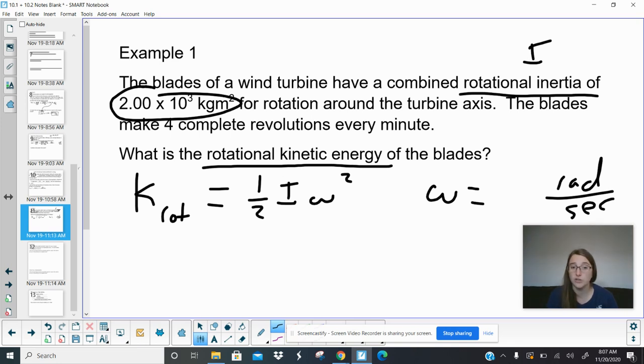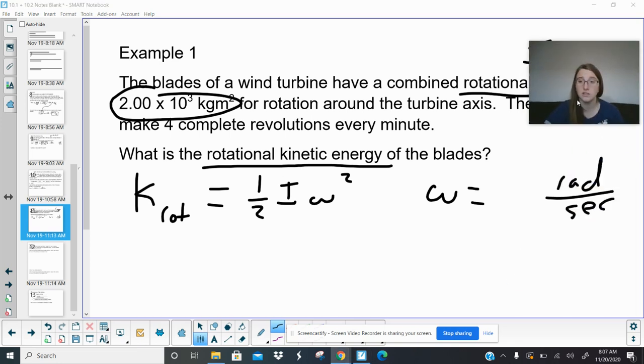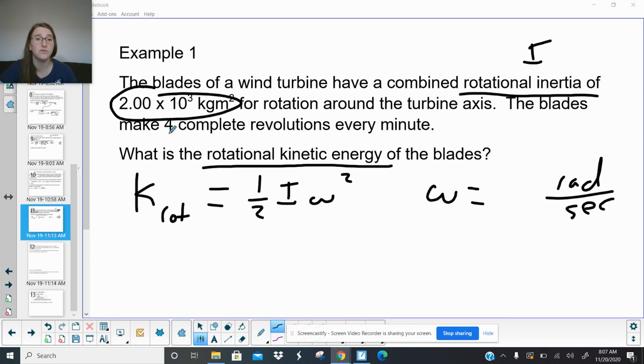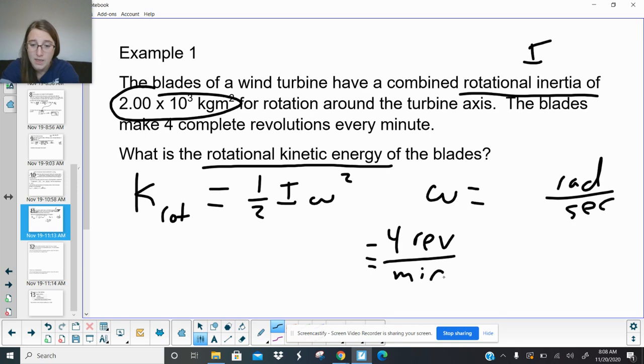Okay, so we're going to have to do some conversions here, right? Because we have that it completes 4 revolutions every minute. This is what we have to start with as the angular velocity, but we need to convert it to radians per second.